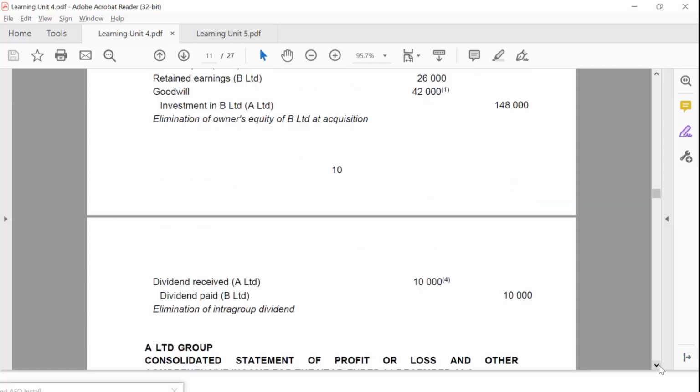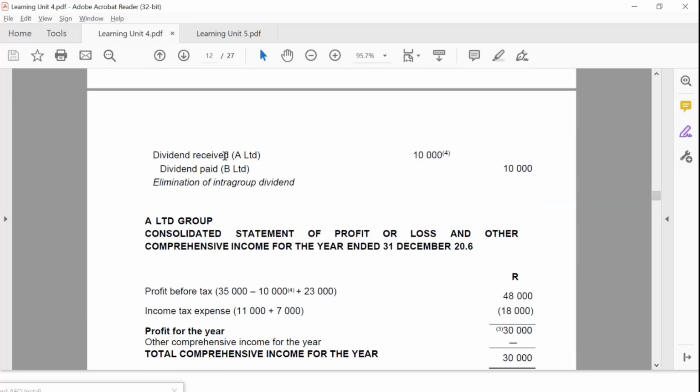So at least the more I repeat, and then let's look at the dividend. This is another pro forma journal entry. You are eliminating the dividend. So you debit dividends received, or dividend income, of 10,000. You credit dividend paid of 10,000.